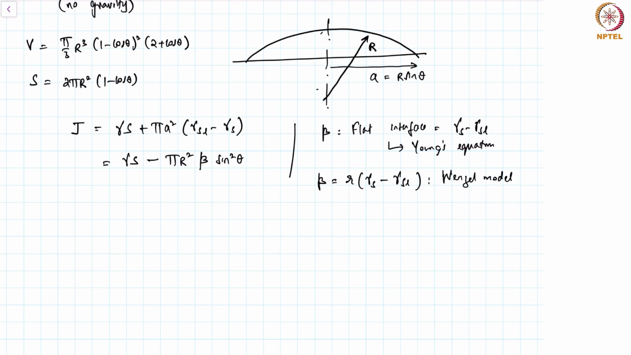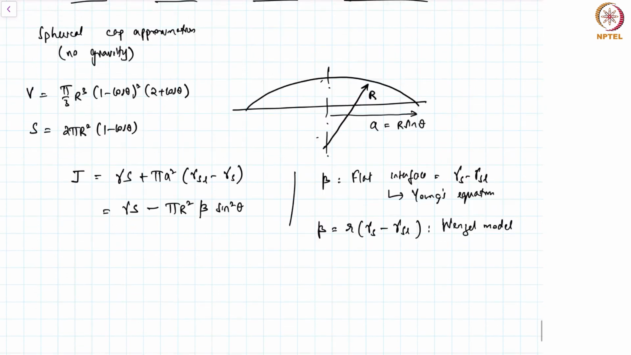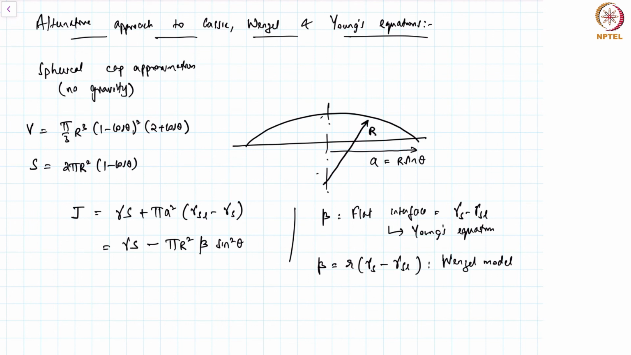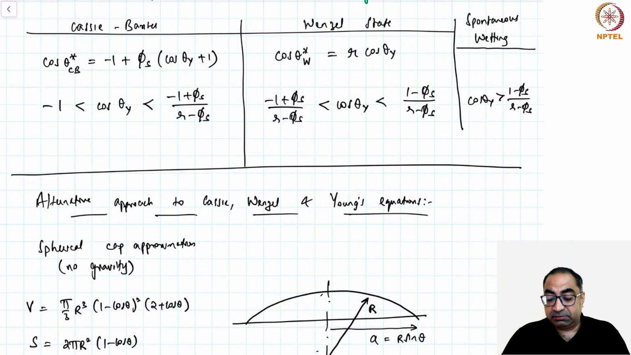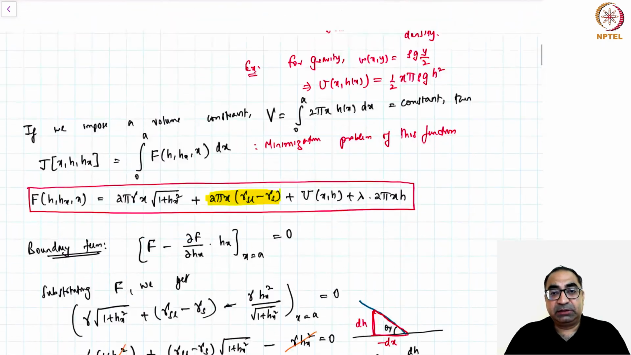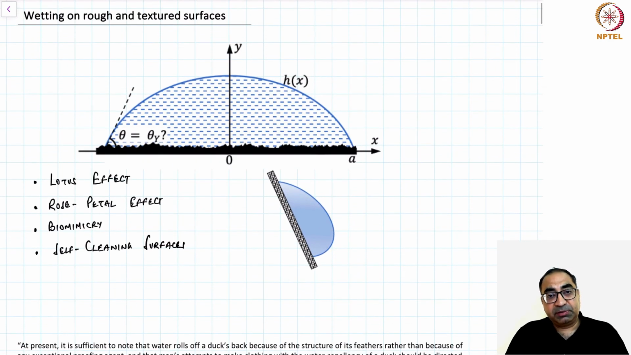Now, once we do this, we can do an energy minimization and get the same result that we had obtained. This is a more exact model of the problem, where we are not really concerned about the nitty-gritties of the position of the contact line and how it's interacting with the surface. All of this is modeled with this parameter beta. So with this, I conclude the discussion on wetting on rough surfaces. Let me quickly recap what we have seen in this topic.